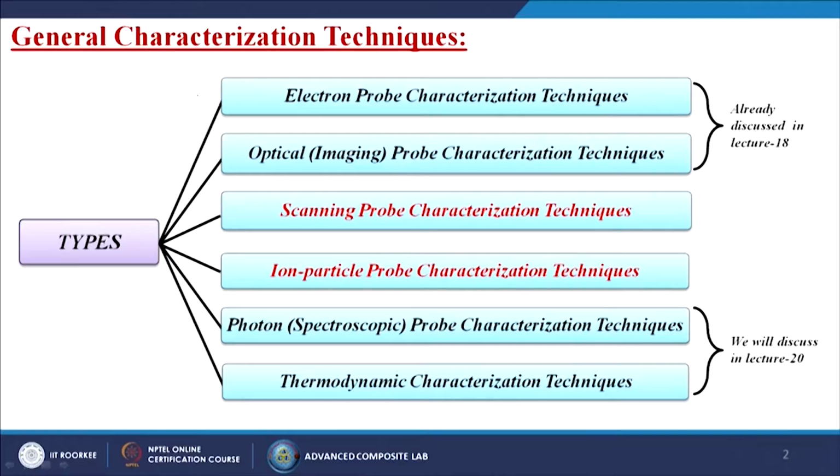In this lecture, we are going to discuss the microscopic structural analysis of nanomaterials, part 2. So, first, what are the types? If you remember, in our last lecture we already discussed the electron probe characterization techniques and the optical imaging probe characterization techniques. In this particular lecture we are going to discuss the scanning probe characterization techniques and the ion particle probe characterization techniques, and another two will be left, which we are going to discuss in our next lecture.